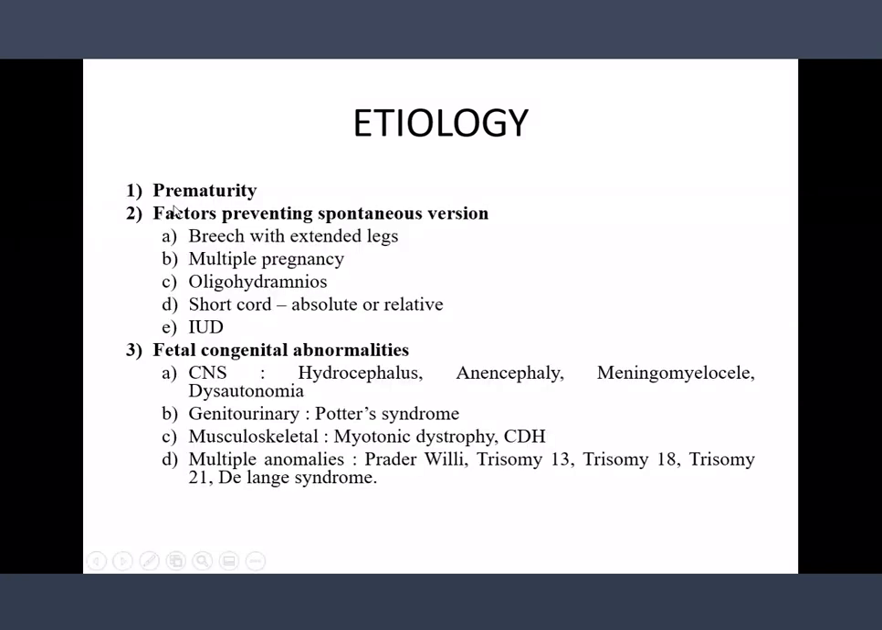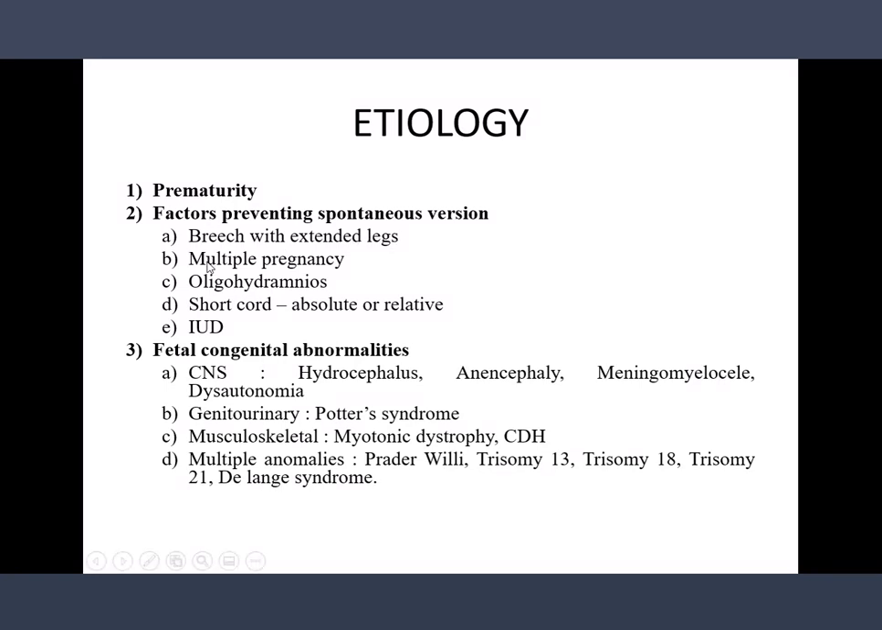And second reason is factors which will prevent spontaneous version. So there will be some factors which will prevent the version of the breech. Breech with extended legs, that is frank breech. Because of the splinting of the legs, spontaneous version is difficult, so it will remain in the breech presentation.